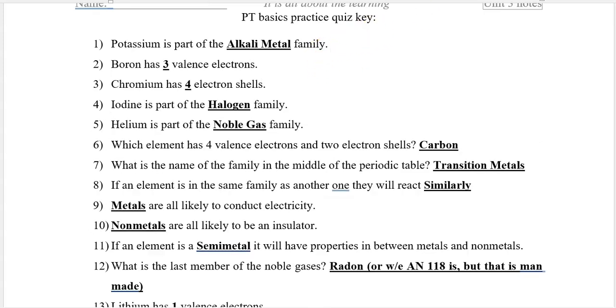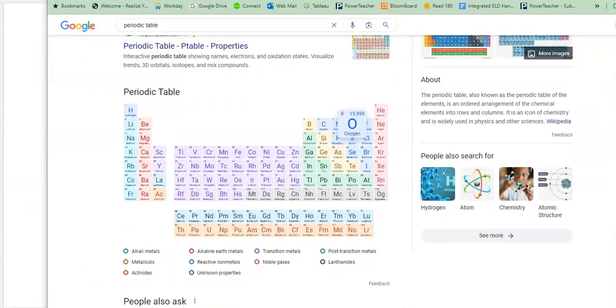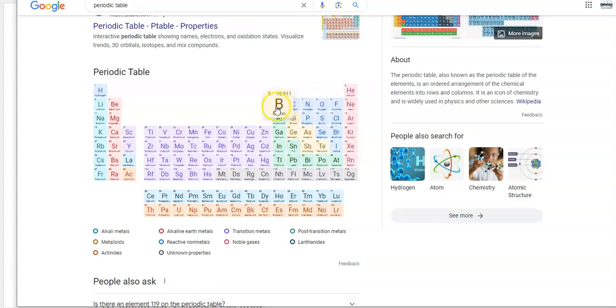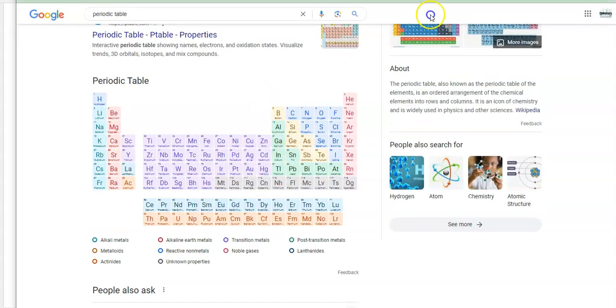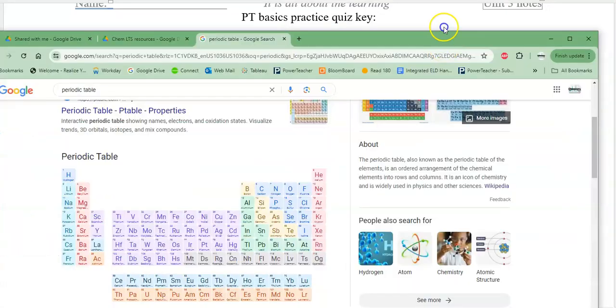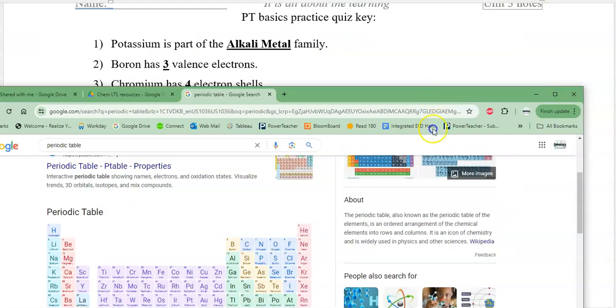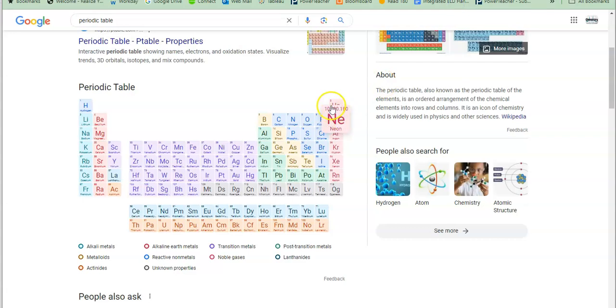All right, let's go over these answers. So we already went over potassium. Potassium is part of the alkali metal family. Boron has 3 valence electrons. How do we know that? Because boron is right here, and if you count the groups, it's 1, 2, skip the transition metals, 3. So that's 3 valence electrons. Chromium has 4 electron shells. Chromium is right here, so it's in the 4th period, 4th row down, so that's how many electron shells it has. Iodine is a halogen. It's in this group, right there, iodine. Helium is a noble gas.